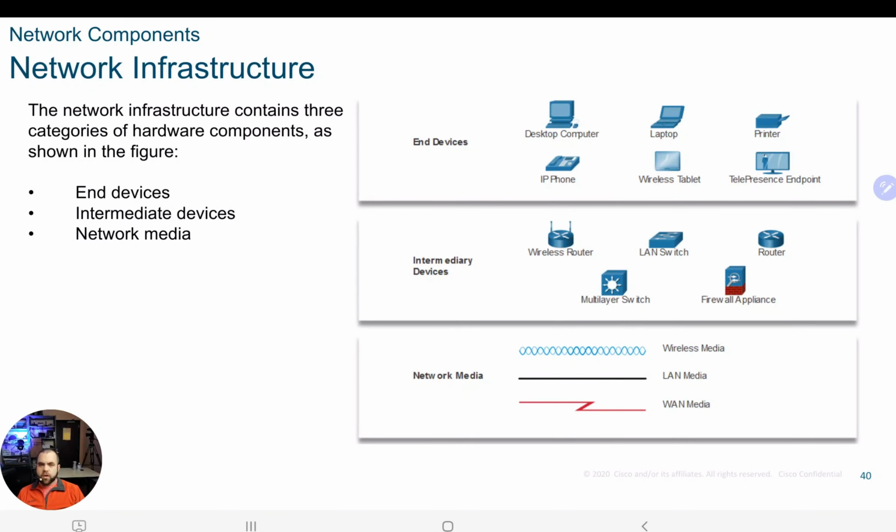So let's start at the top and work our way down. These are pretty self-explanatory: desktop computer, laptop, printer. This one might be new for you, a telepresence endpoint. So this would be like your conference room, which might have communication devices, more than just an IP phone. It might have a camera, stuff like that, and also a wireless tablet, like an iPad or whatever that looks like. These are all your end user devices or endpoints.